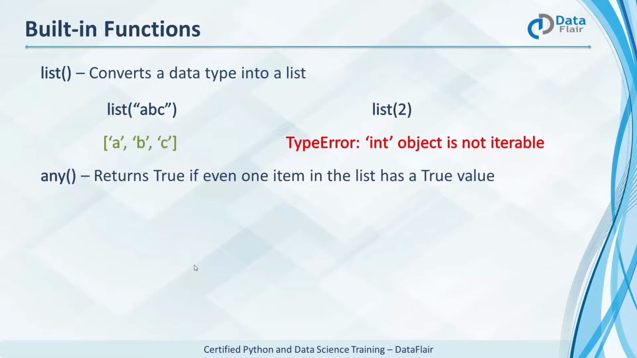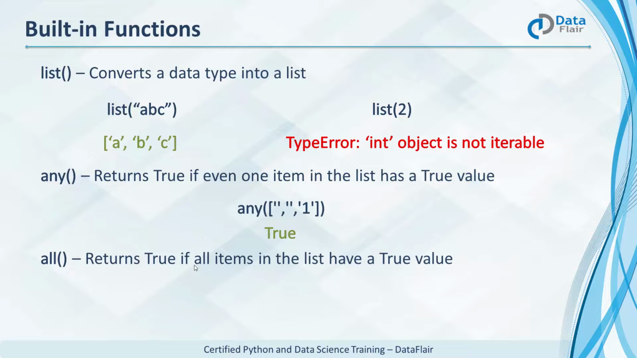Any returns true if even one item in the list is true in Boolean. The empty strings are false, but one is true, so true. All returns true only if all items in the list are true. But two are false here, so false.